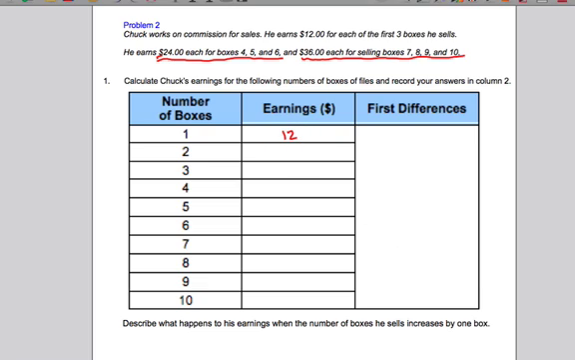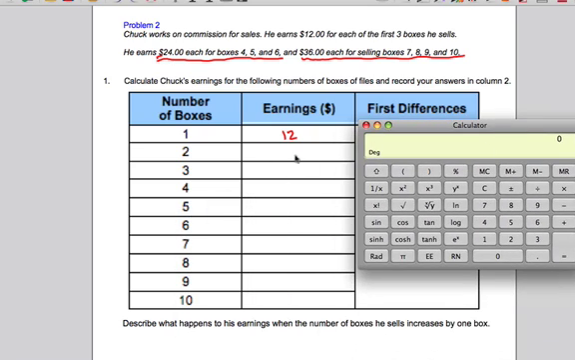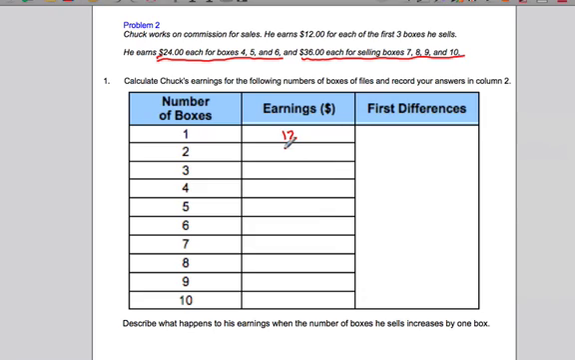And every time he sells another box, he's going to earn another 12 for the first three. So if he earned 12 for the first one, he's going to earn another 12 for the second, so that'll be a total of $24. And then he earns another 12, which will be 36 for selling that third box. Now, if he sells his fourth box, he's going to earn $24 on that one. So 36 plus 24 is $60.